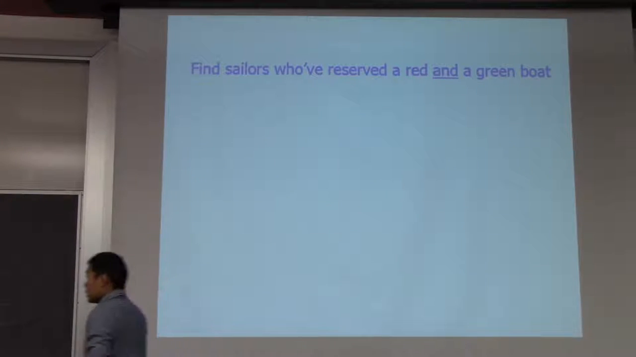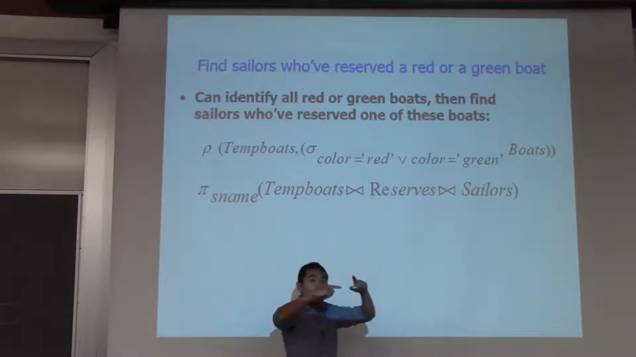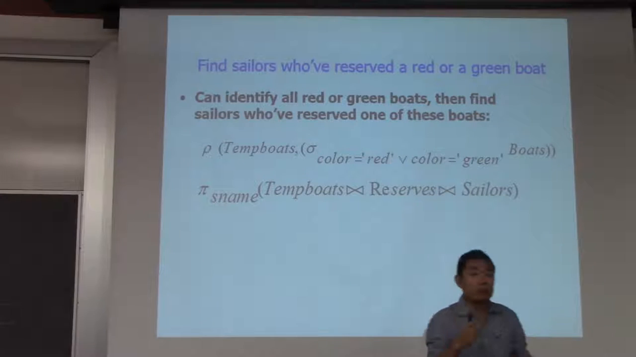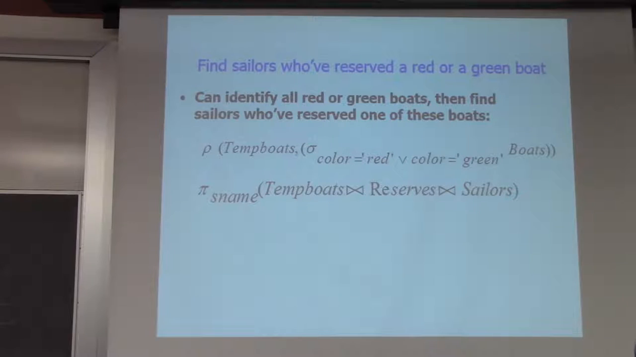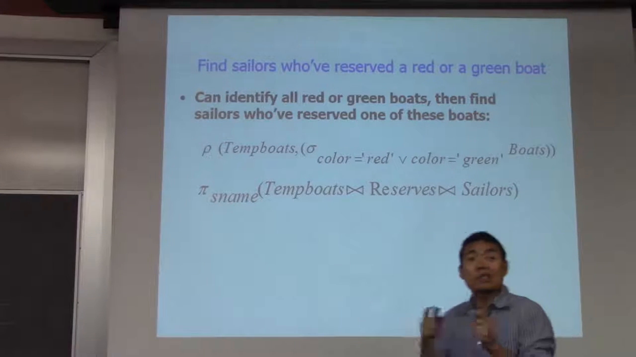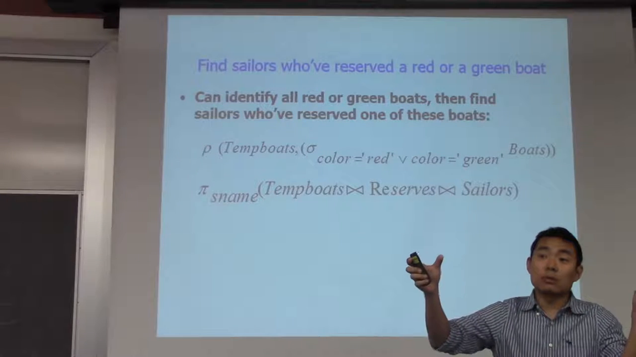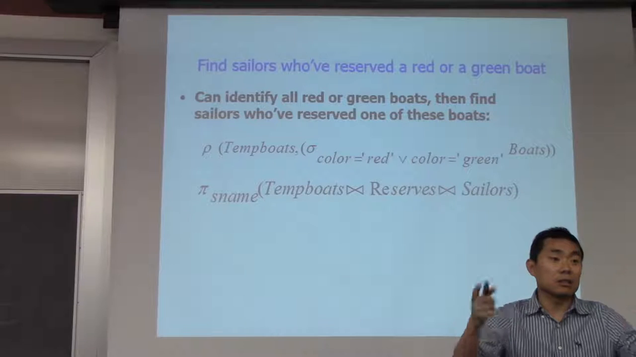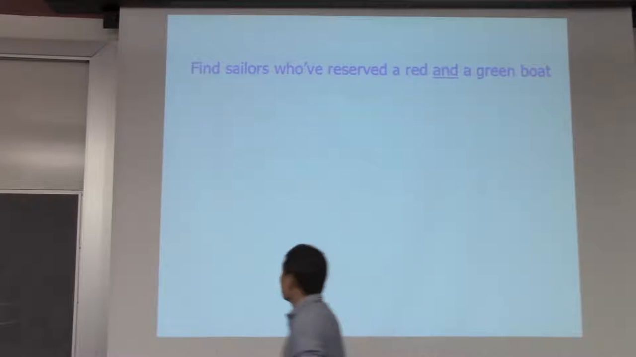If I change the condition a little bit from OR to AND, you may be tempted to simply flip the sign from OR to AND, but that's wrong because there are no boats that are green and red at the same time. So if you do that, you end up with an empty result, which is wrong. So the right way of doing this is to do an intersection. You find all those sailors who reserved a red boat, you find those sailors who reserved a green boat, you do an intersection of the two, and that gives you the sailors who reserved both colors.